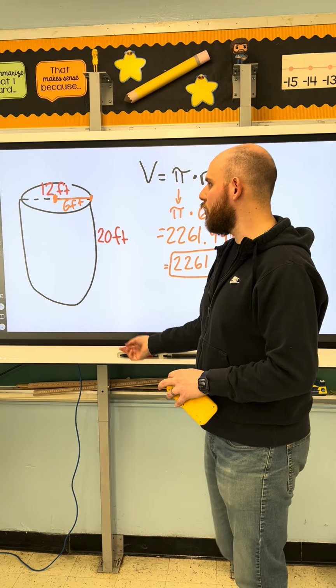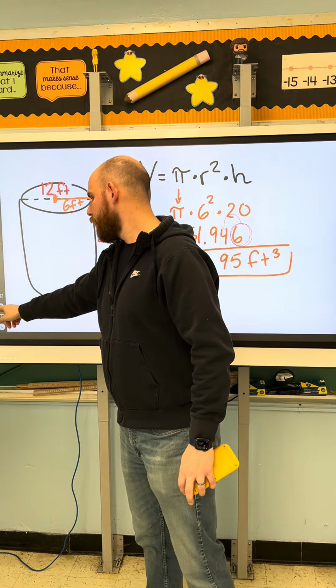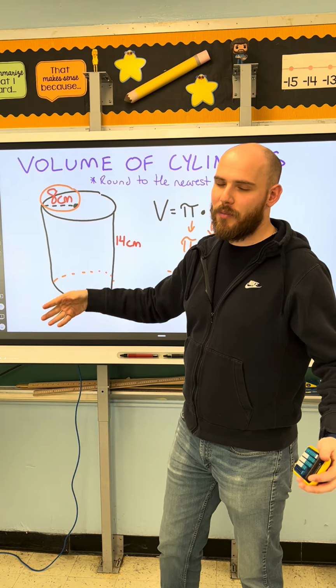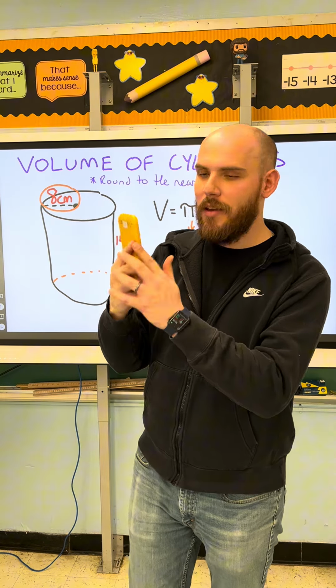So you need to pay attention. Are you given the diameter or are you given the radius? And then from there, it's kind of easy. You just gotta use this.